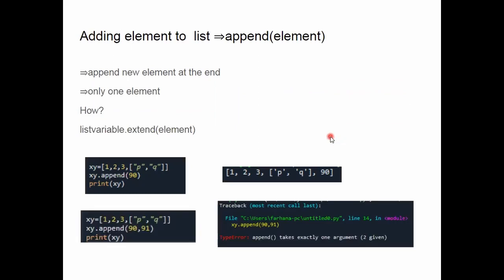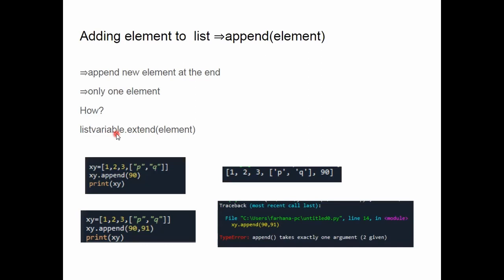Now how are we going to add elements at the end of the list? For adding an element at the end of the list, we are going to use the append function. So how many elements can be added at the end? Only one element is allowed to be appended at the end.